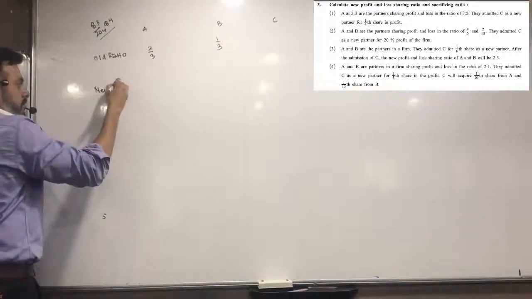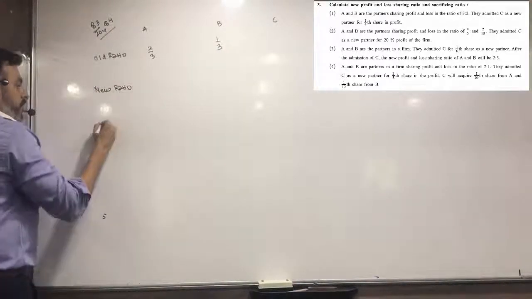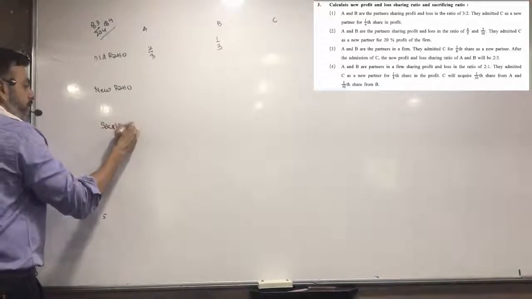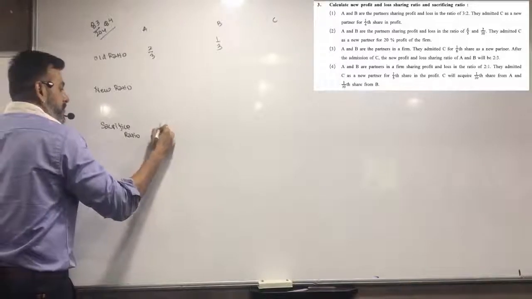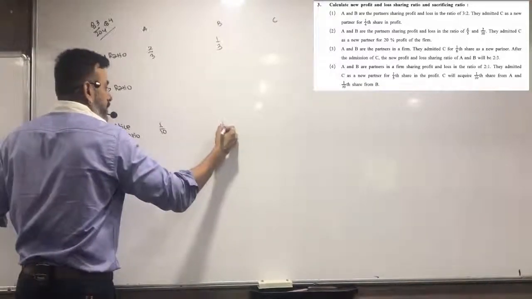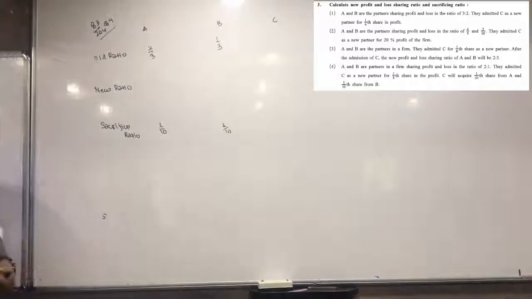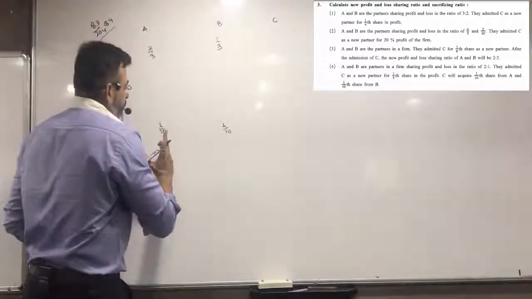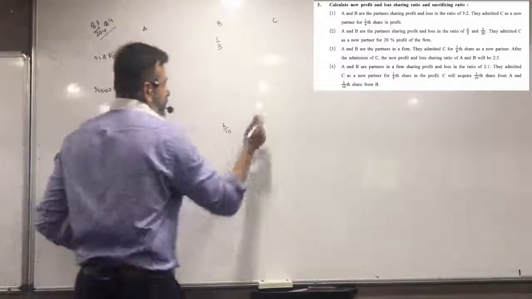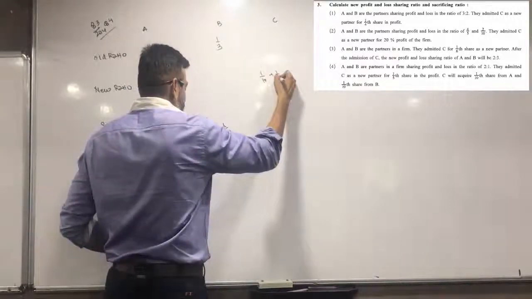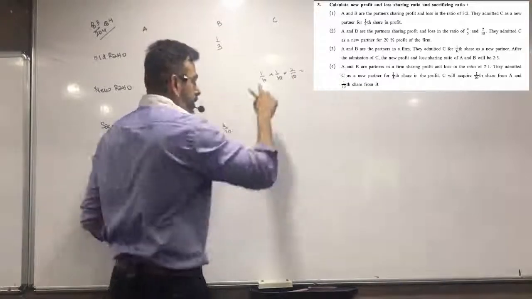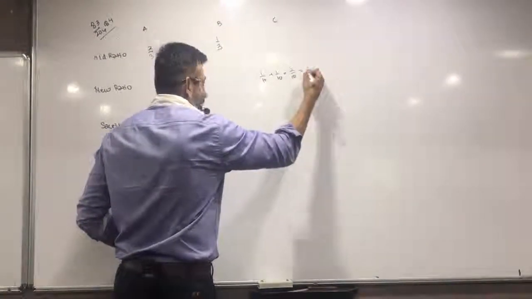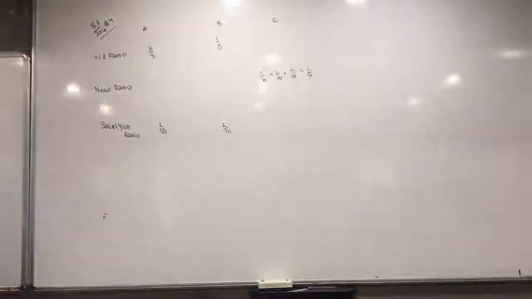Now new ratio, we have no clue of it, but we have the sacrifice. Now the sacrifice ratio is 1 by 10 from A and 1 by 10 from B. So now very simple, sacrifice of A plus sacrifice of B. So 1 by 10 plus 1 by 10, 2 by 10, not 2 by 20. Okay, 2 by 10, which is 1 by 5. Now we can find the new ratio.